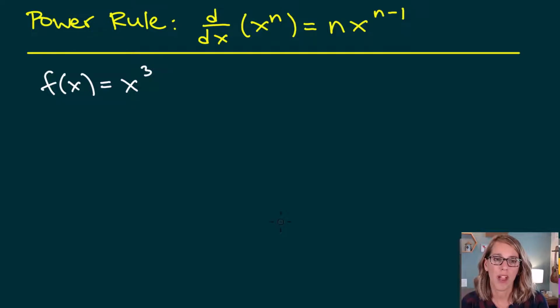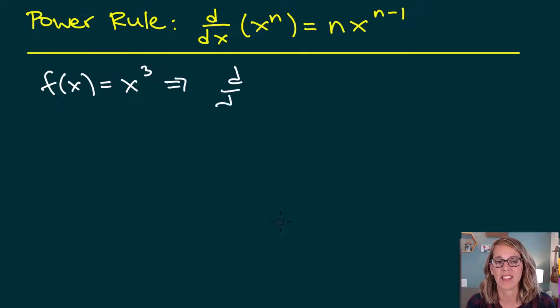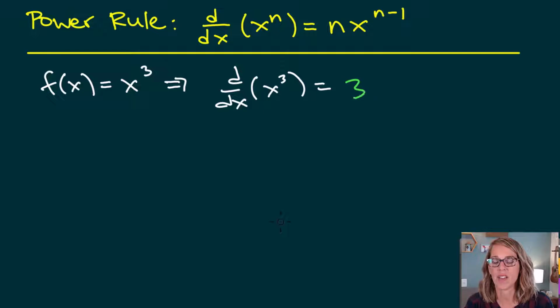Let's work through the power rule. So we're going to find the derivative of x cubed using the power rule. And that power rule tells me when I find d dx of x cubed, I'm going to bring that power out in front. So I get the 3 out in front. And then the power that I'm left with is the original power minus 1. So we end up with 3x squared.